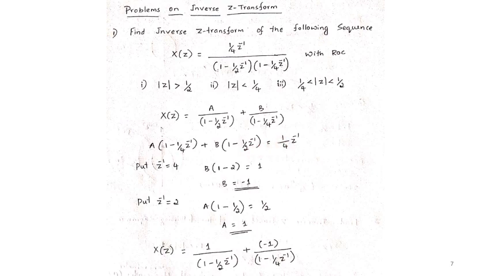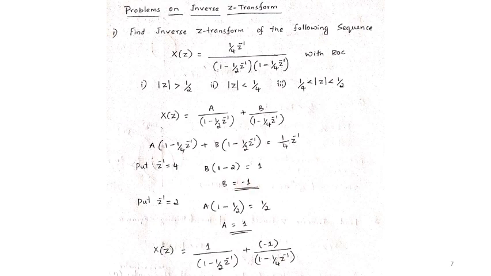Now to find out the values of A and B, first I'll consider z inverse is equal to 4. If I put z inverse equal to 4 in this equation, then 4 divided by 4 gives 1 minus 1, 0. So the first term is 0 here. In the second term we get 4 divided by 2, so it is 1 minus 2. So B into 1 minus 2 is equal to, on the right hand side, 1. So what is B now? B is equal to minus 1.